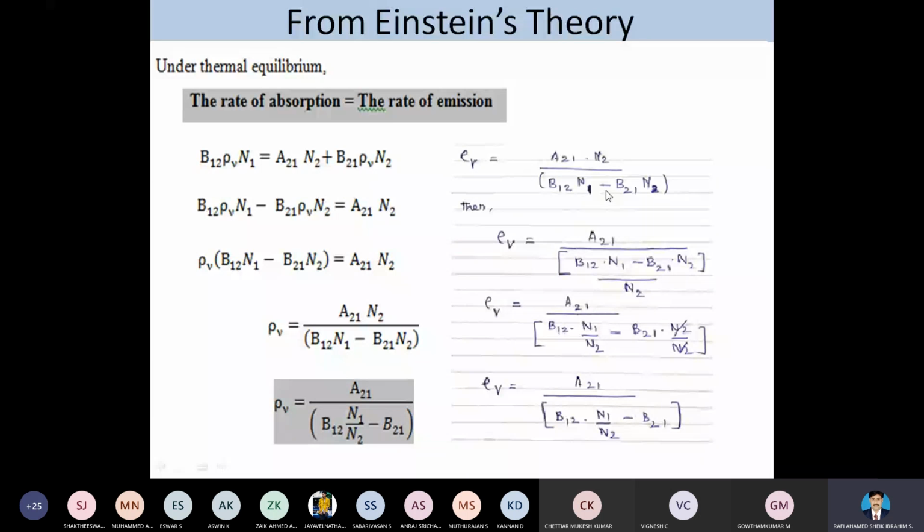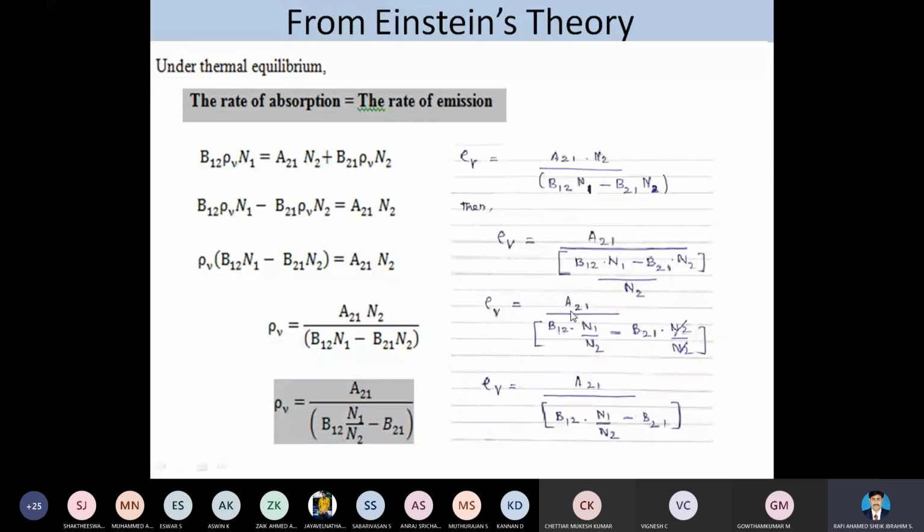B12 N1 minus B21 N2. Then rho V is equal to, please make this N2 to be here. So we are making some modification. Rho V is equal to A21 divided by B12 N1 minus B21 N2, divided by N2. This N2 coming here. Then simplify this term.